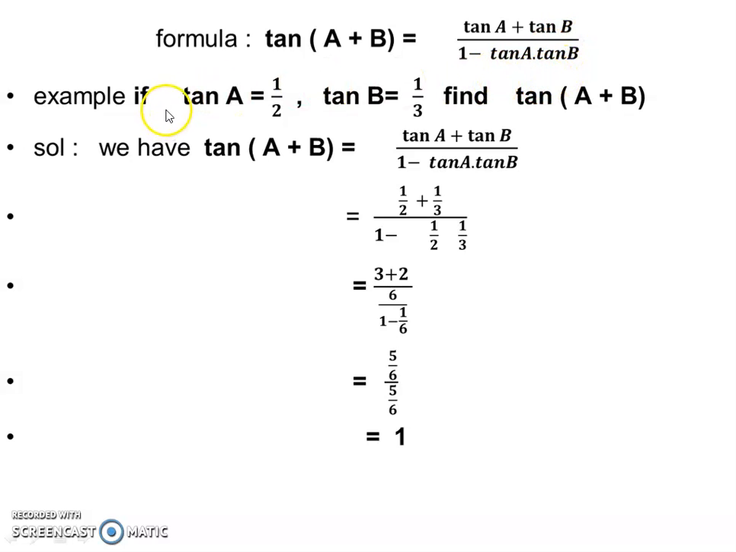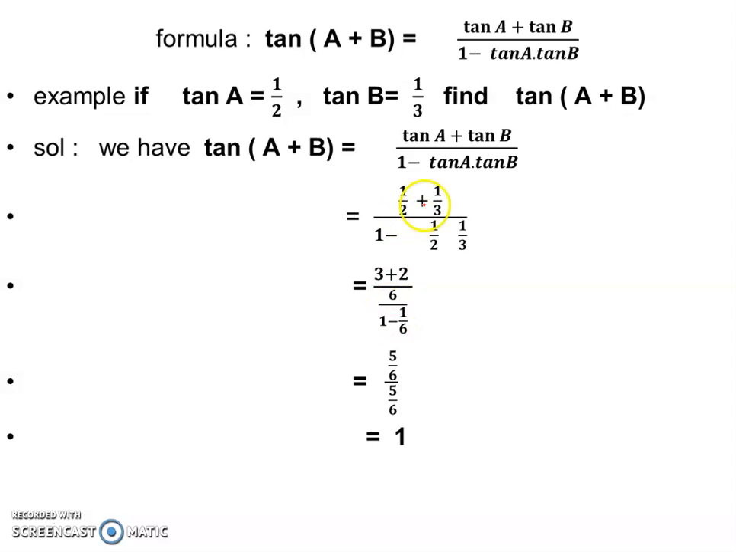Example, if tan A is equal to 1 upon 2, tan B is equal to 1 upon 3, find tan(A plus B). We know that tan(A plus B) is tan A plus tan B upon 1 minus tan A into tan B. We have to put 1 upon 2 instead of tan A and 1 upon 3 for tan B. 1 remains the same, tan A 1 upon 2 into tan B 1 upon 3. So if anything similar is there, we have to consider the multiplication. We have to take the cross multiplication in the numerator, that is very important.